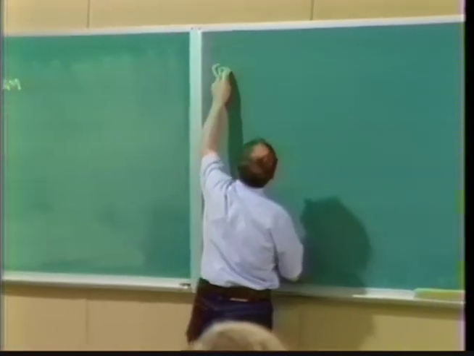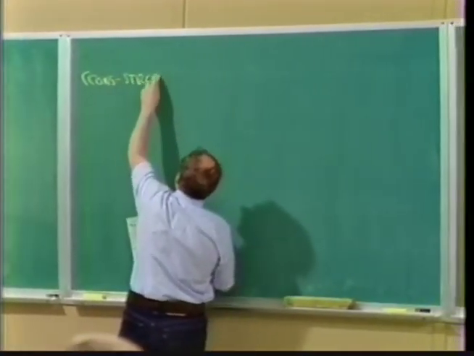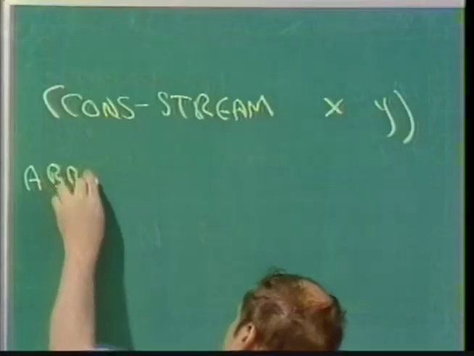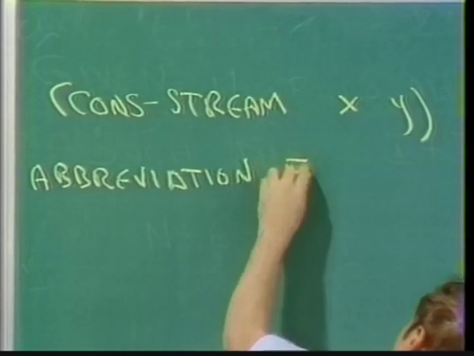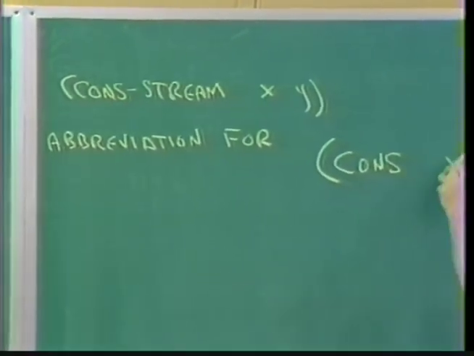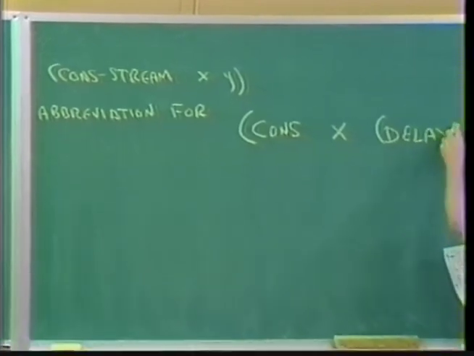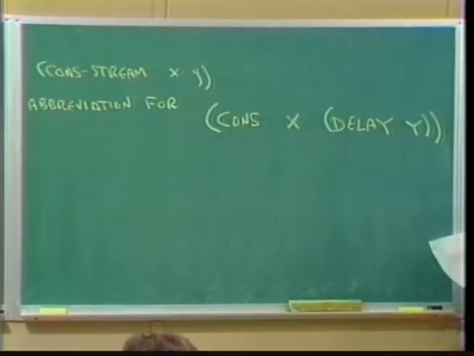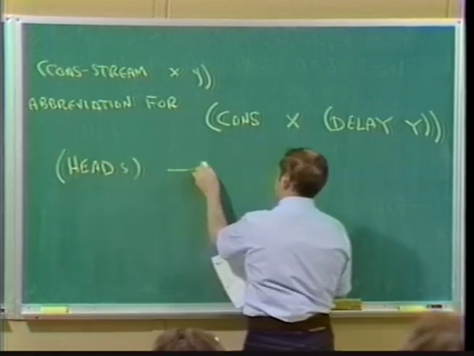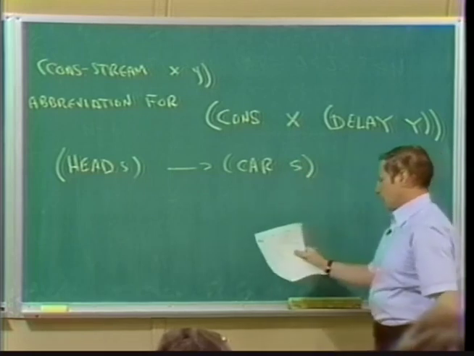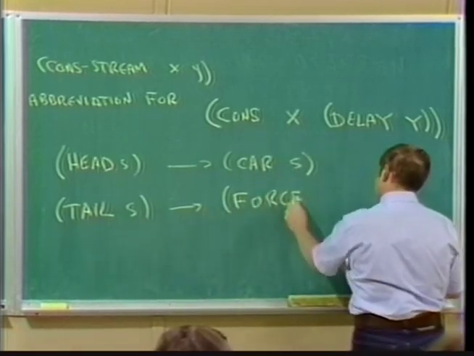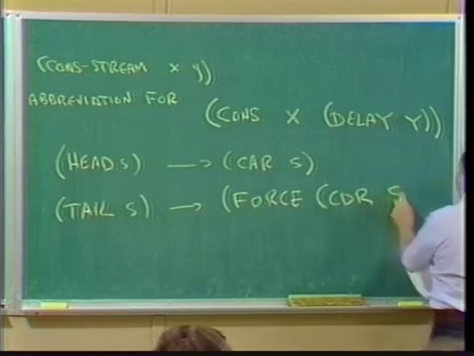Cons-stream of x and y is going to be an abbreviation for the following thing: cons, an ordinary cons pair, of x to a thing called delay of y. And before I explain that, let me write the rest. The head of a stream is just the car, and the tail of a stream is a thing called force, of the cdr of the stream.